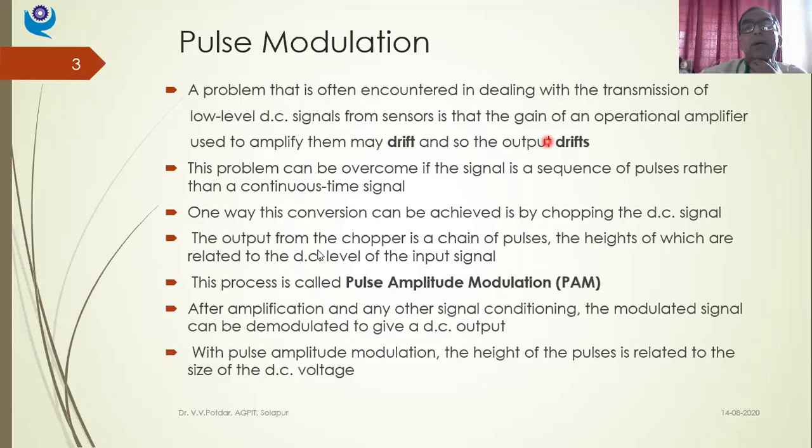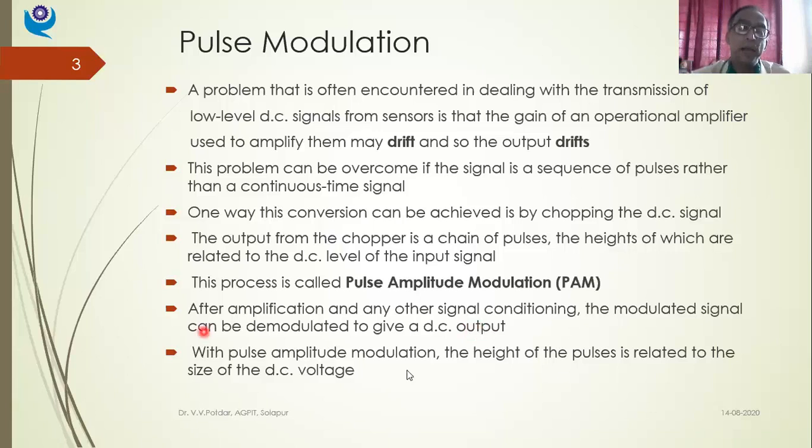This problem can be overcome if the signal is a sequence of pulses rather than a continuous time signal. One way this conversion can be achieved is by chopping the DC signal. The output from the chopper is a chain of pulses, the heights of which are related to the DC level of the input signal. This process is called pulse amplitude modulation. After amplification and any other signal conditioning, the modulated signal can be demodulated to give a DC output, an amplified DC output.